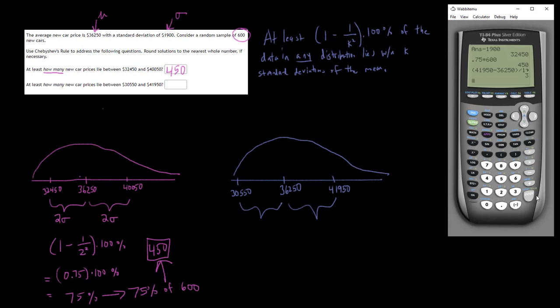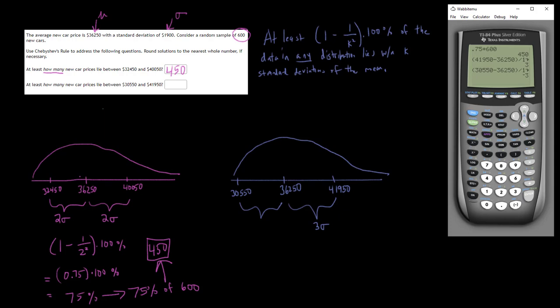Notice 3. So that tells me if I had added 1900, I would have needed to do it 3 times. So that's 3 standard deviations. Here, I'll do it again this way. So if I take 30,550, subtract off the mean, 36,250, divide by the standard deviation, 1900, watch, I get -3. Now, why is it negative?